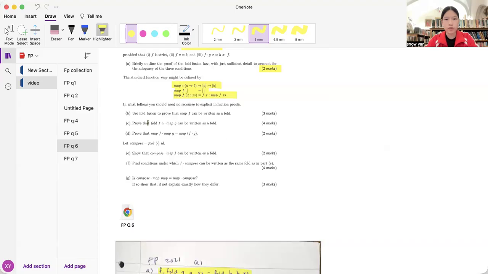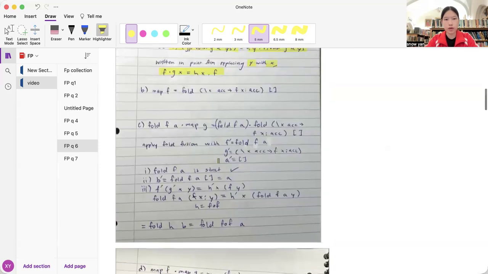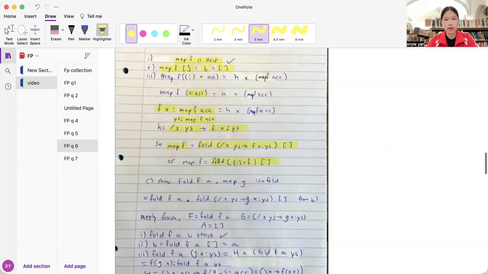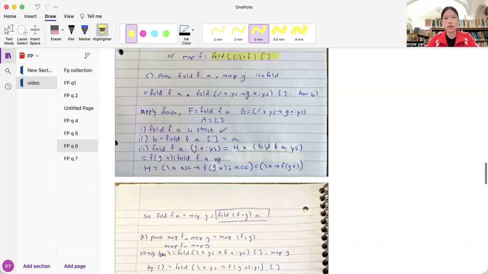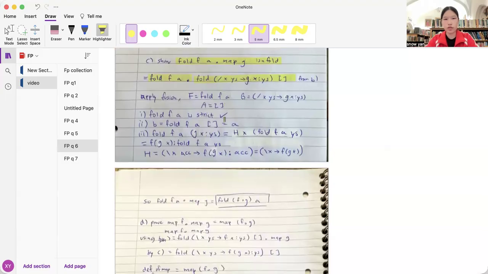Part C, we have to prove that fold of f a after map g can be written as a fold. For this part, I'd rather go over this solution, which looks nicer. We're trying to show this is a fold, so the same idea. We stay with what we have for this part, and we just showed that map f can be written as a fold, so we're just going to put the definition that we just wrote into here. Then we apply fold fusion, which would give us f, g, and a as the following.